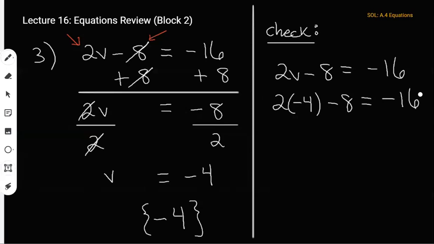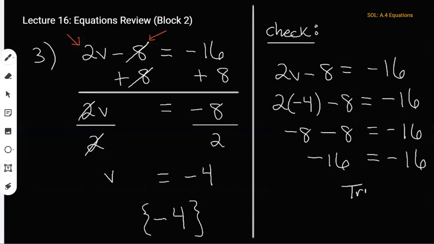But everything else stays the same. So the 2 out in front is going to stay the same, the -8 is going to stay the same, and then the -16 is going to stay the same. 2 times -4 is going to give you -8. So I get -8 minus 8, which is going to give me -16. So notice I get that true statement at the end. And that means that -4 is going to work here.